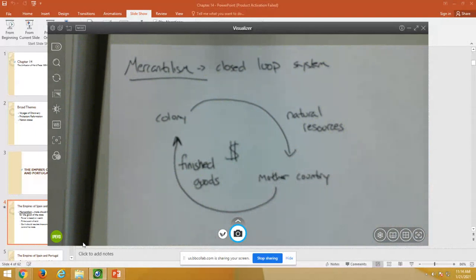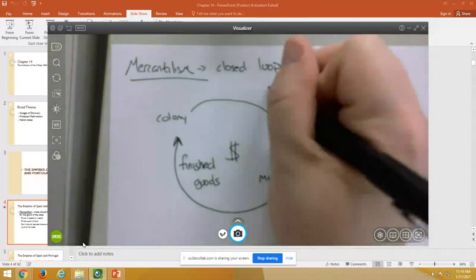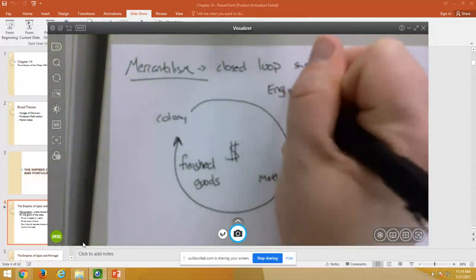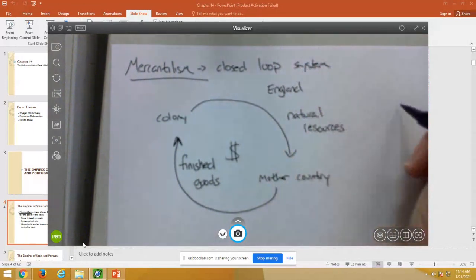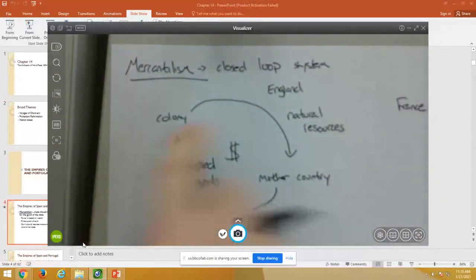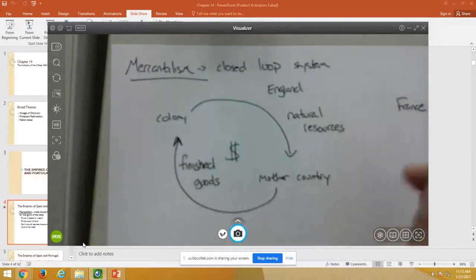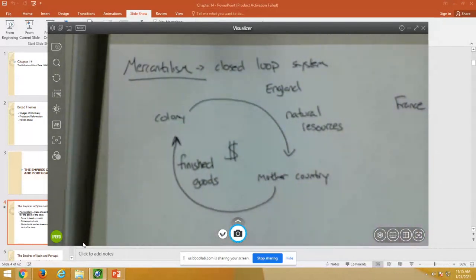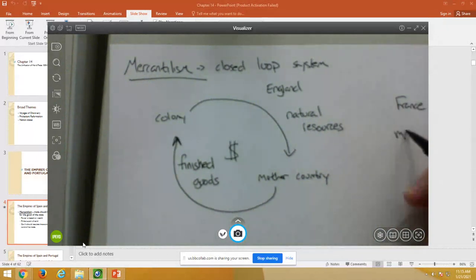And so two things are accomplished by this closed loop system. Number one, it prevents any outside actors, like, let's say this is England, and you've got France over here, and the colony is not allowed to do business with France. That's the government's control and regulation of trade. The government says any imports from France, not allowed.